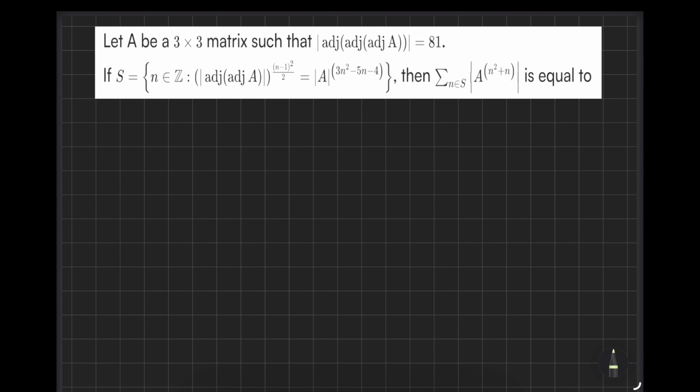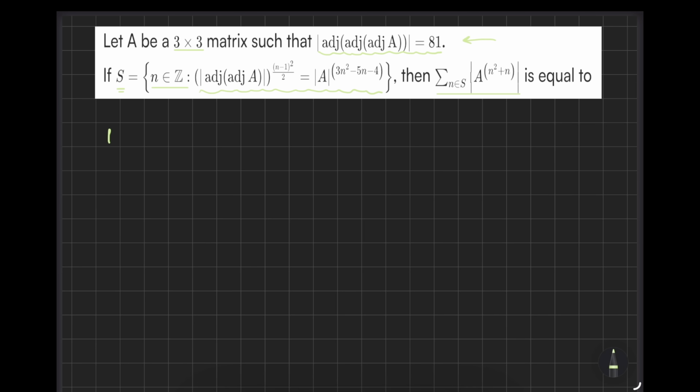So, we got a wholesome new problem which says: let A be a 3 cross 3 matrix such that this equals this. Great. If S is a set that contains integers n such that this equation holds true, then the value of this thing is... Okay. So, we will crack down this question one by one. First, we will attack this idea.